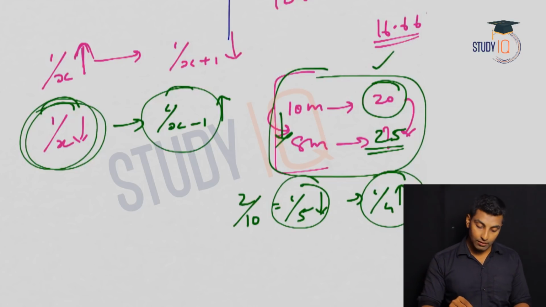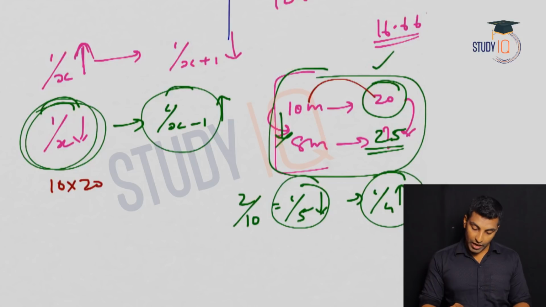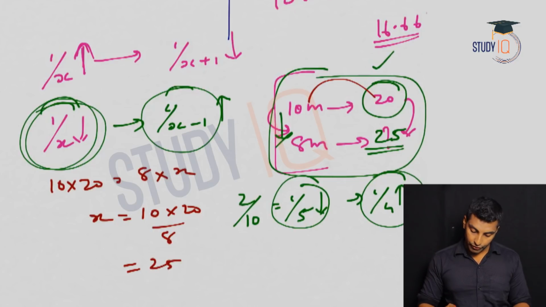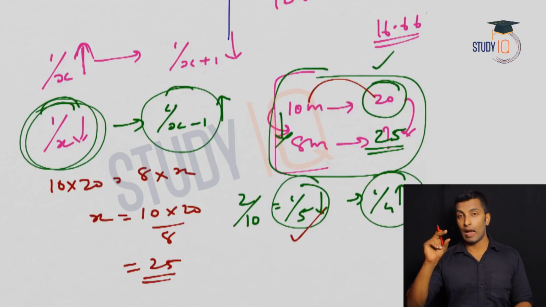What is the other method? Cross multiplication, right? Man days. 10 into 20 will be equal to 8 into x. So x is equal to 10 into 20 by 8. There also you'll get 25. But this method is much better. Why? Because the applicability is across topics. Once you understand the concept, you can apply it across.